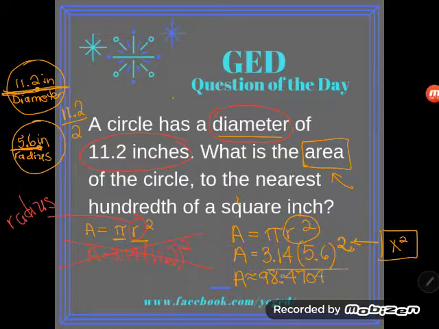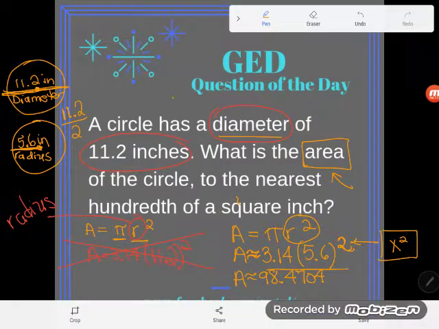98.4704. That's all that wavy equal sign means. I should have used it here too. It means approximately equal to, and I used it because pi isn't really 3.14. It's just kind of close to 3.14. That's an approximation. So that's what that wavy equal sign means.